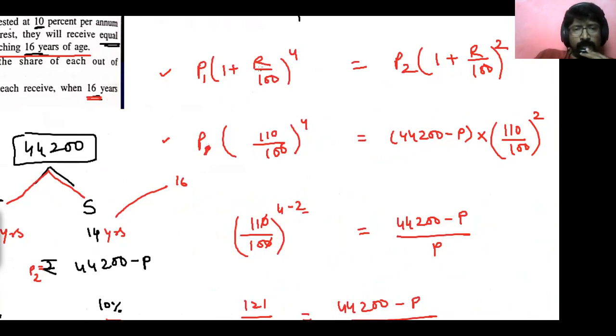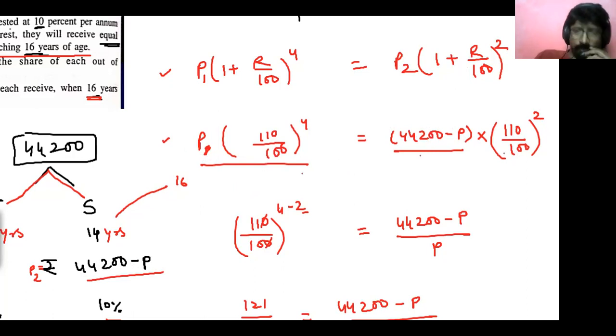What is P1? P. What is the rate? 10. So P(110/100)^4, which equals P2, which was 44,200 minus P. This is plugged in place of P2. The rate is 10, so 100 plus 10, 110 upon 100 raised to power 2, because this money was invested for only 2 years. Now I hope you understood this entire step.